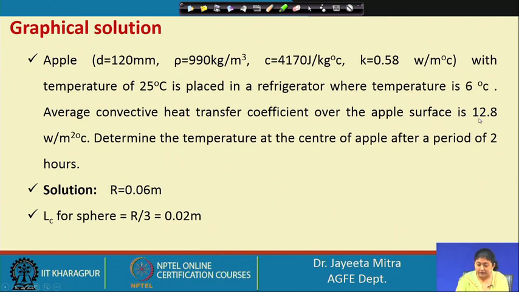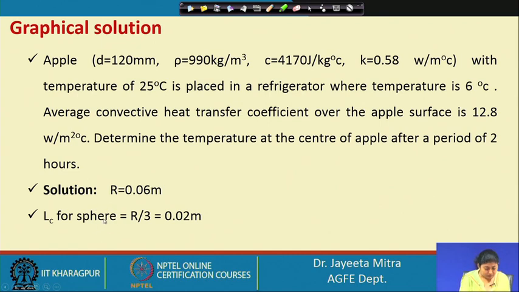So, heat will come out of the material. The average convective heat transfer coefficient over the apple is 12.8 watt per meter square degree Celsius. Determine the temperature at the center of the apple after a period of 2 hours.